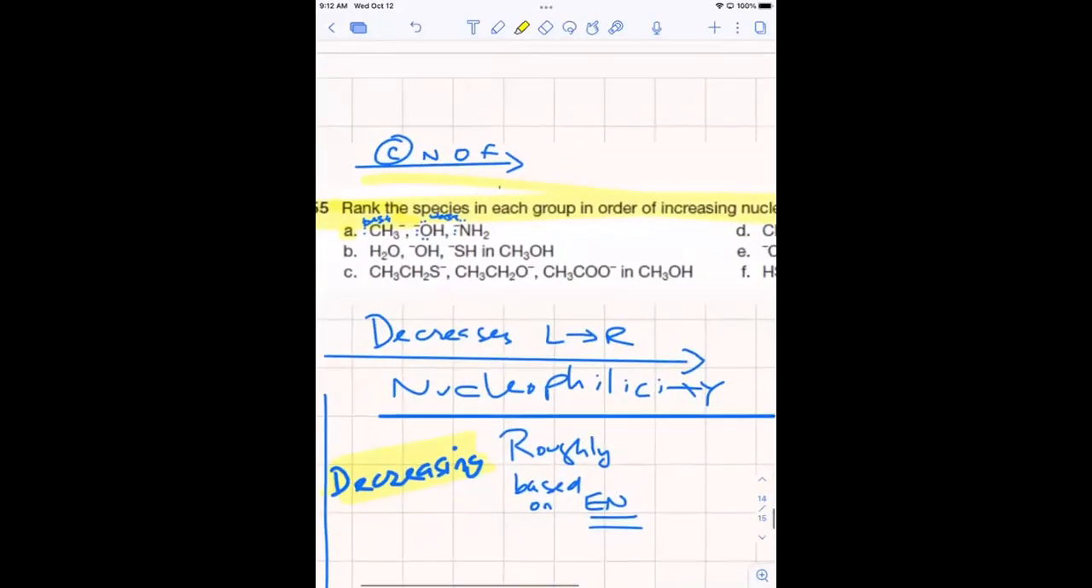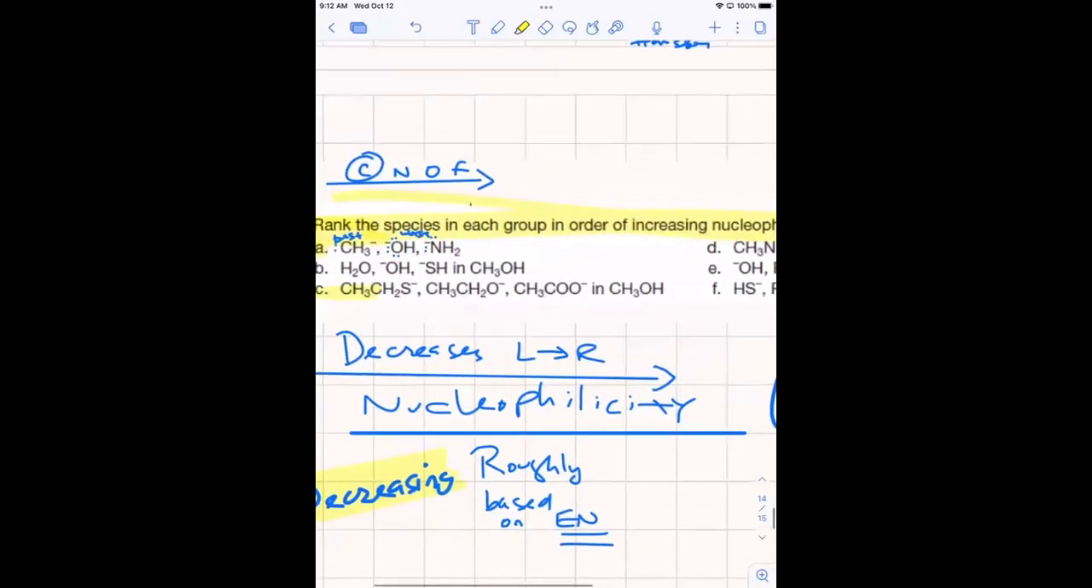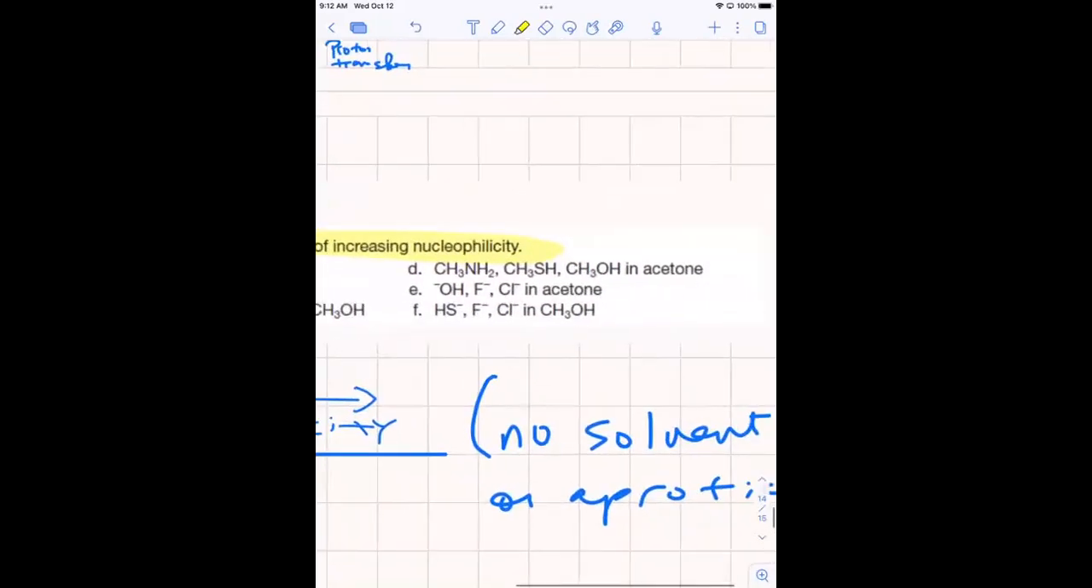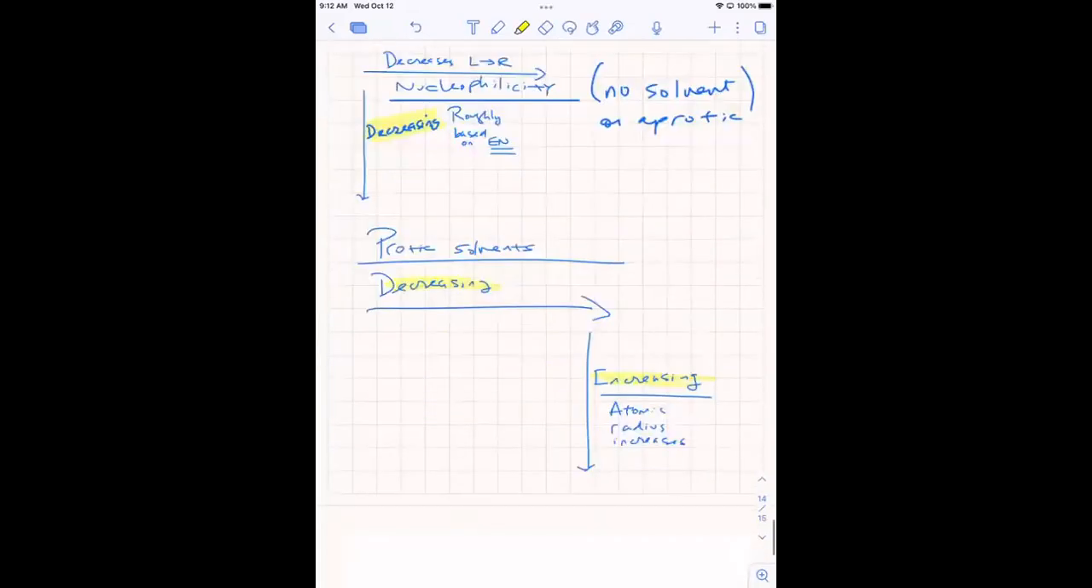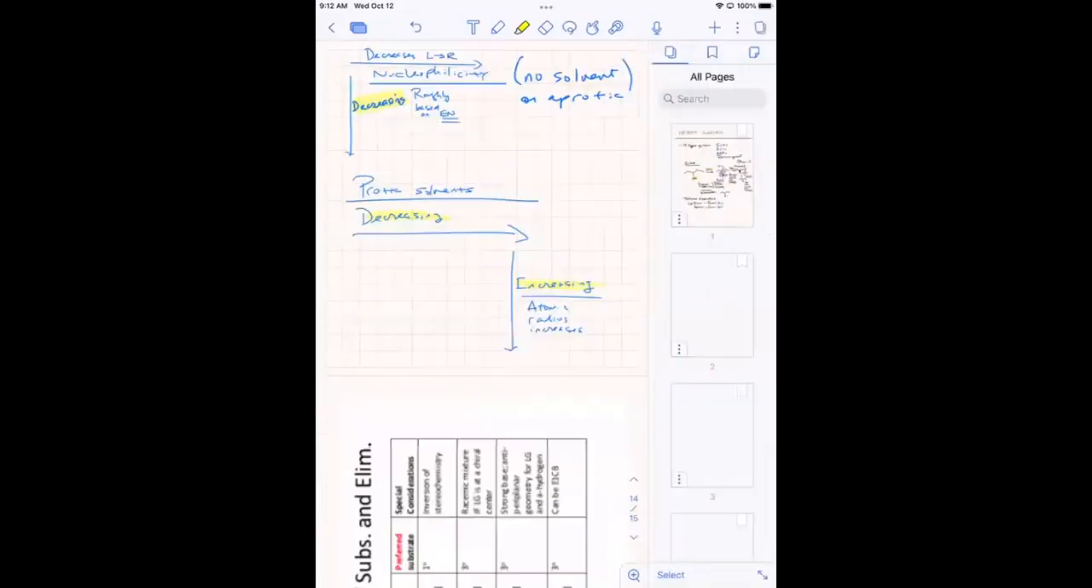So I want to do C, and we'll do D, and we'll do F: C, D, and F. So let's do that. So we have, add a page.